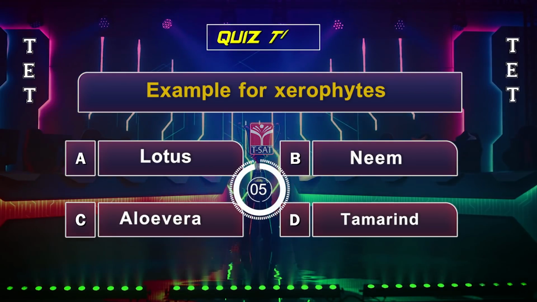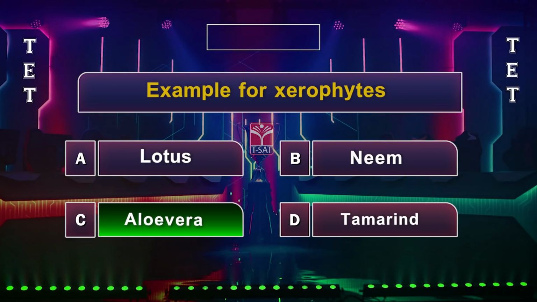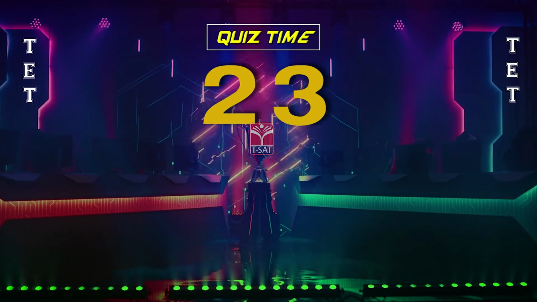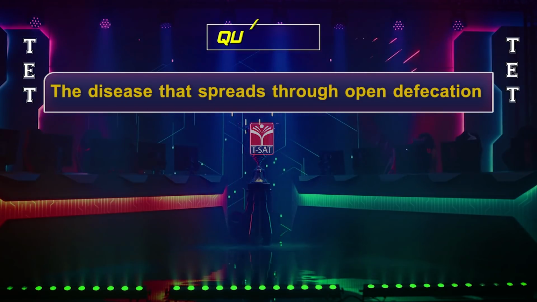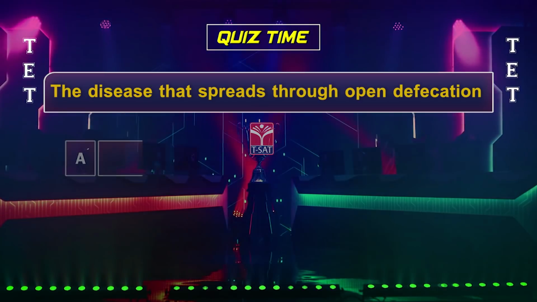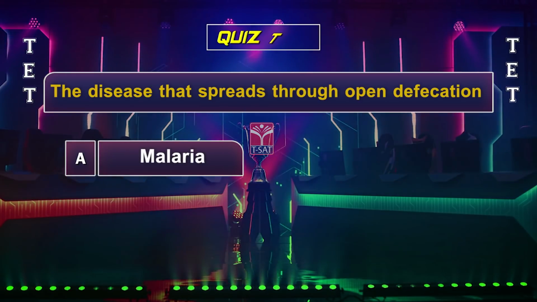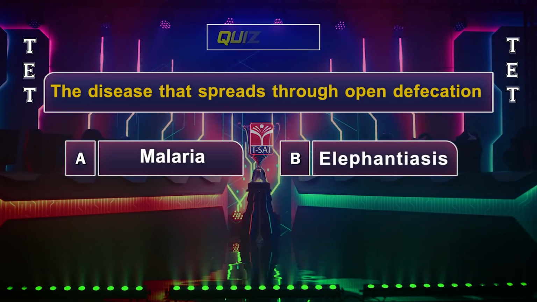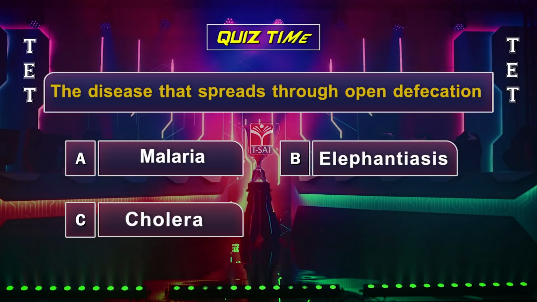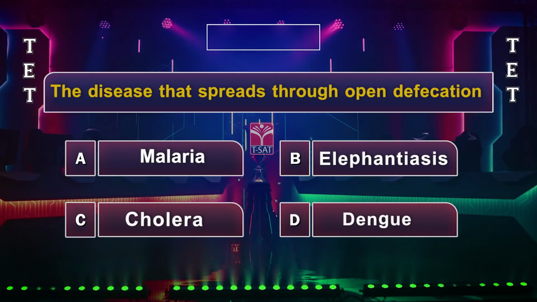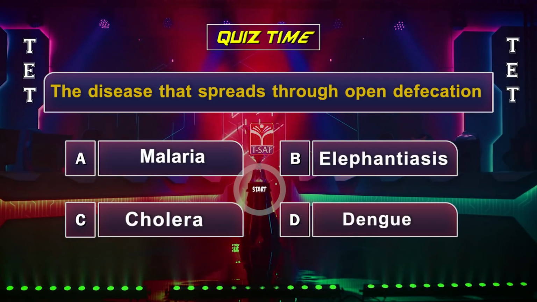The correct answer is option C, aloe vera. 23rd question. The disease that spreads through open defecation. Option A, malaria. Option B, elephantiasis. Option C, cholera. Option D, dengue. The time starts now.